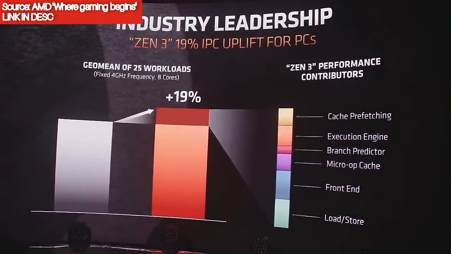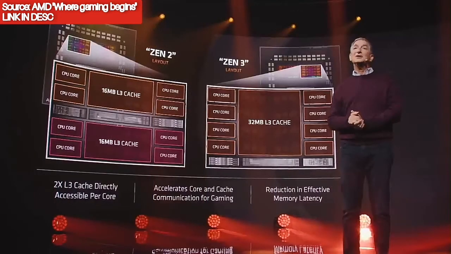So first we are going to talk about Zen 3, the new architecture that AMD has adopted for their new Ryzen 5000 CPUs. Zen 3 has a 19% uplift in instructions per clock over Zen 2, which basically means Zen 3 is 19% faster than Zen 2, with higher maximum boost clocks and a redesigned core layout and cache layout.